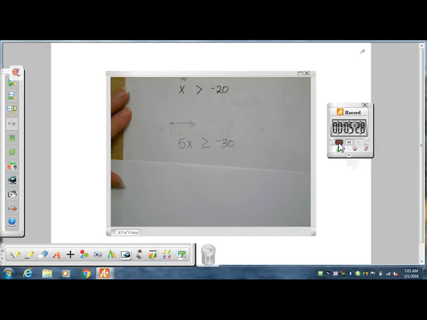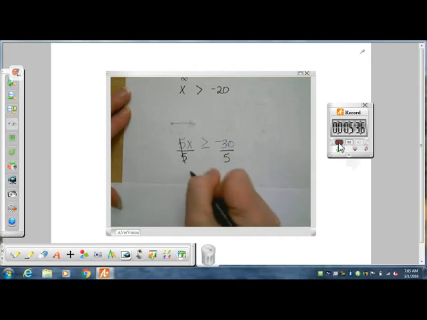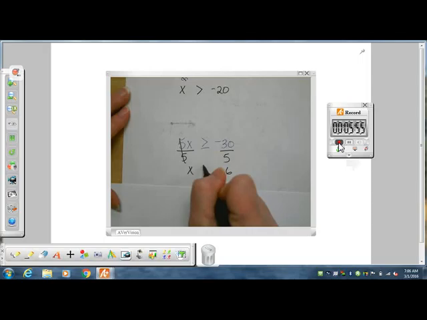Alright, here's another one. One last one. 5x ≥ -30. So I've got to divide by 5. Divide by 5, x, and negative 6. Now, we have to be careful. Do we flip the sign here? The answer is no, because we didn't divide by a negative. Even though our answer is negative, and there's a negative over here, we didn't divide by a negative. So the symbol stays the same.